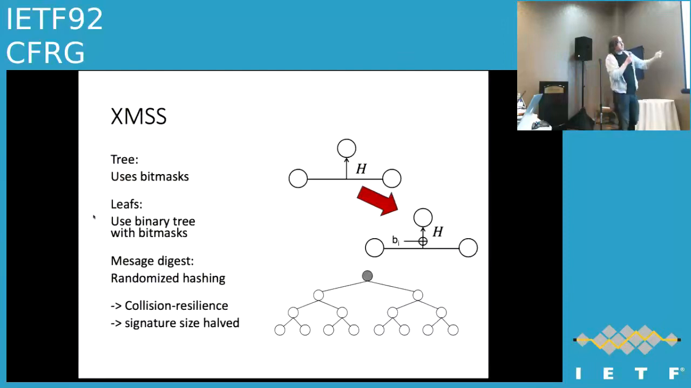And the message digest uses some randomized hashing, actually a de-randomized hashing, so that's exactly the PRF version that we had for ECDSA in the discussion. And all this together allows you again to get away without collision resistance, so we get a collision resilient scheme and half the signature size.